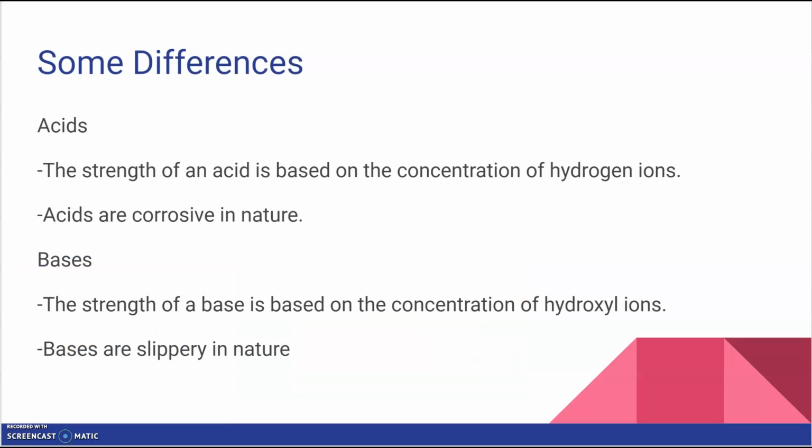Some differences between acids and bases: the strength of an acid is based on the concentration of hydrogen ions, and the strength of a base is based on the concentration of hydroxyl ions. Acids are corrosive in nature, and bases are slippery in nature.